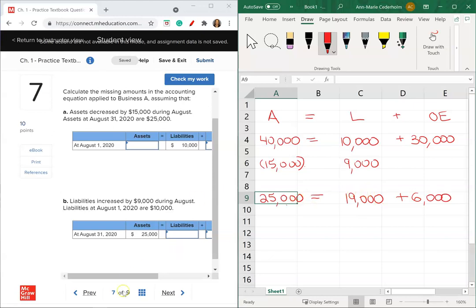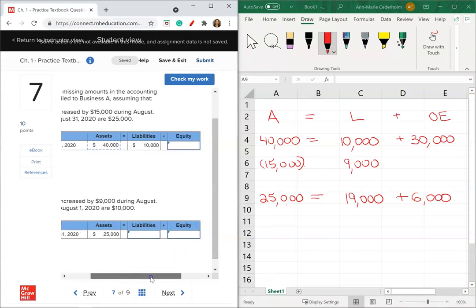And now we can just put that information into our boxes. So I have $40,000 in assets, and I have $30,000 in equity. I have $19,000 in liabilities and $6,000 in equity.